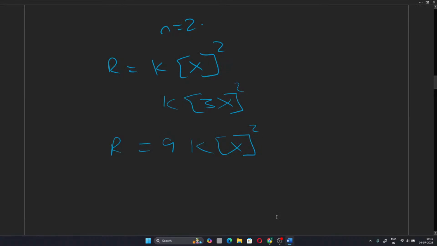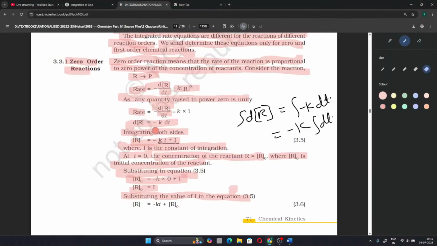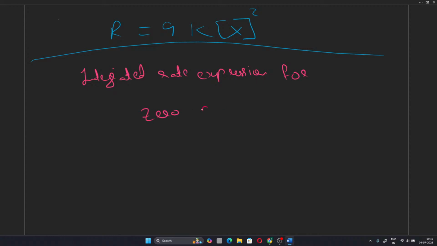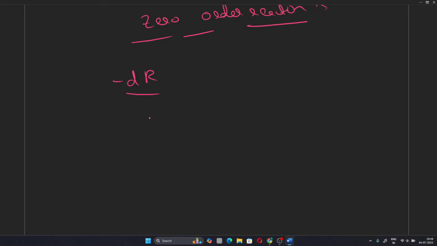Basically they wrote that the integrated rate expression for a zero order reaction is, the main differential form of the equation is minus d[R]/dt equals the rate equals k times, for a reaction R to P, this is not k times A.